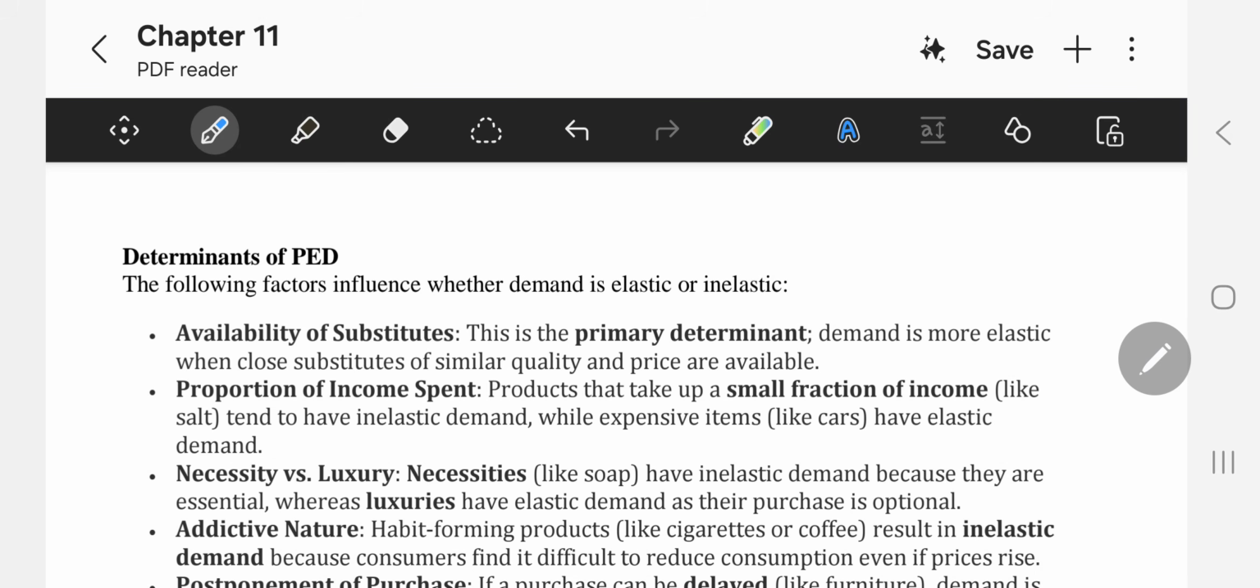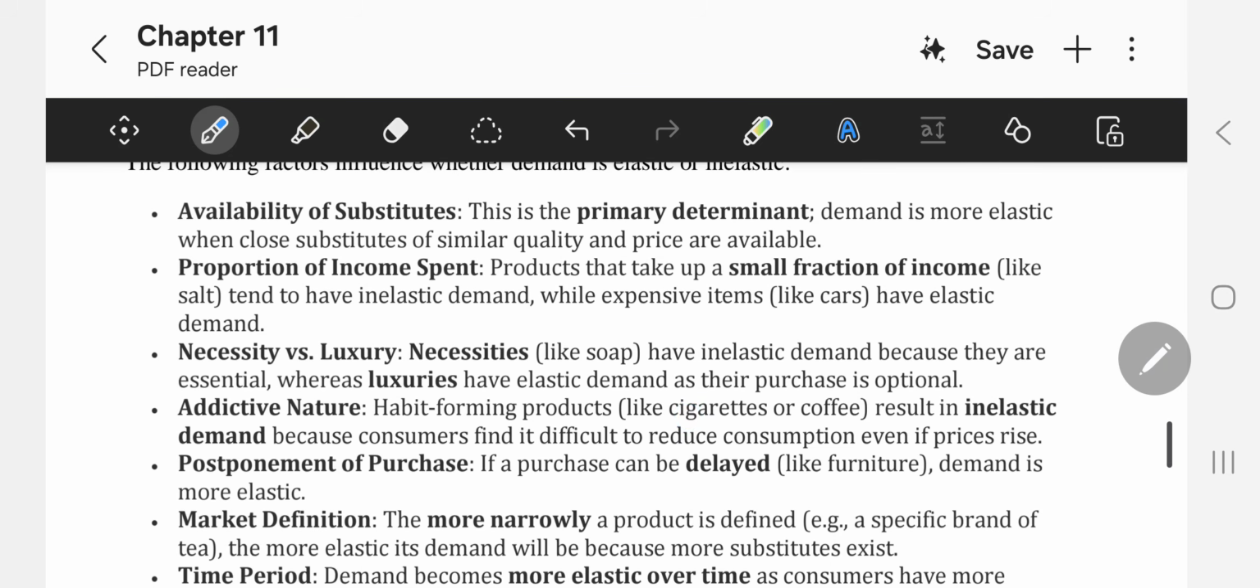The second is the proportion of income spent. When a product takes a very small fraction of income, for example salt, it tends to have price inelastic demand because consumers hardly feel the difference in the change of price. But something like a car, which is quite expensive, will have price elastic demand because a 10% increase in the price of a car will be a large amount, and it's going to reduce the number of people buying the car by a big amount. And then we have necessity versus luxury. Necessities are more likely to be price inelastic, but luxuries tend to have elastic demand, again for the same reason that they take a lot of money.